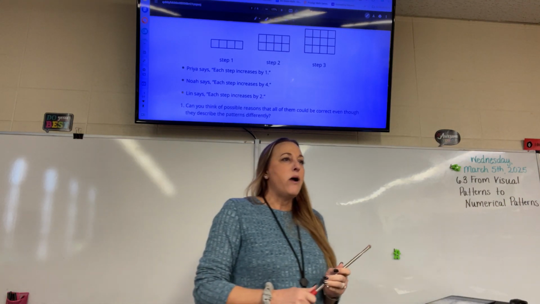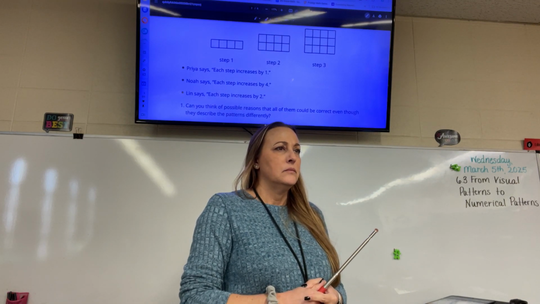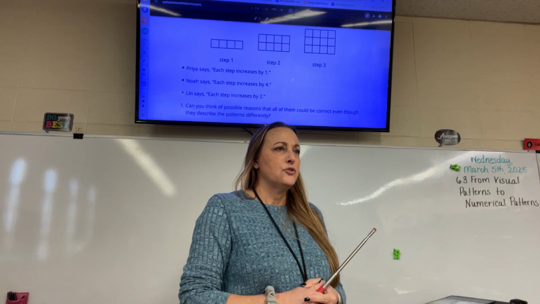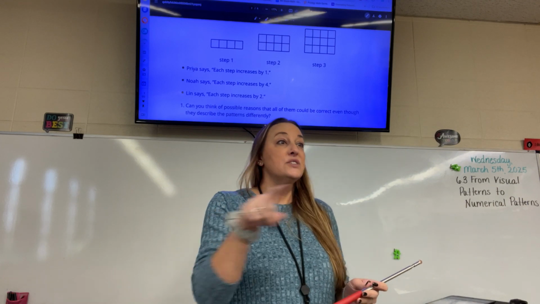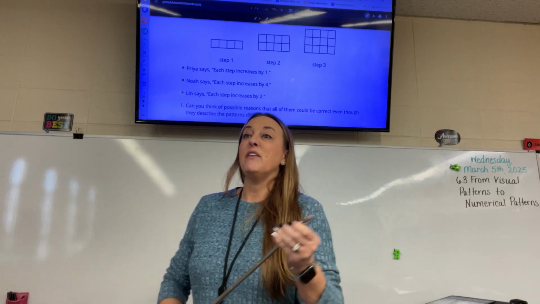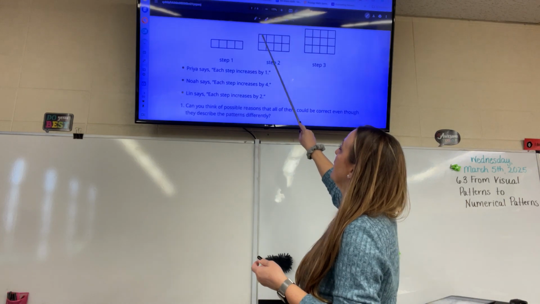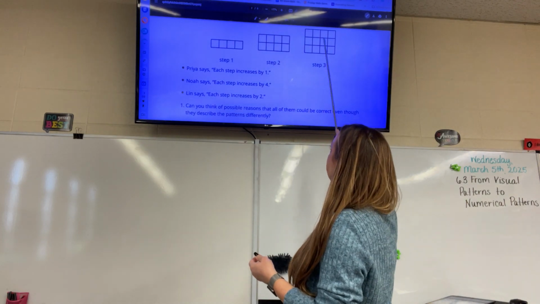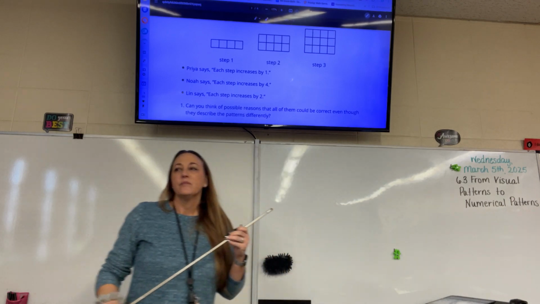Mary, what do you think? She's talking about what? The rows? So Priya could be correct because if it goes up by 1, she's looking at this as a row. 1 row, 2 rows, 3 rows. That's correct. So Mary, put your tally mark down.